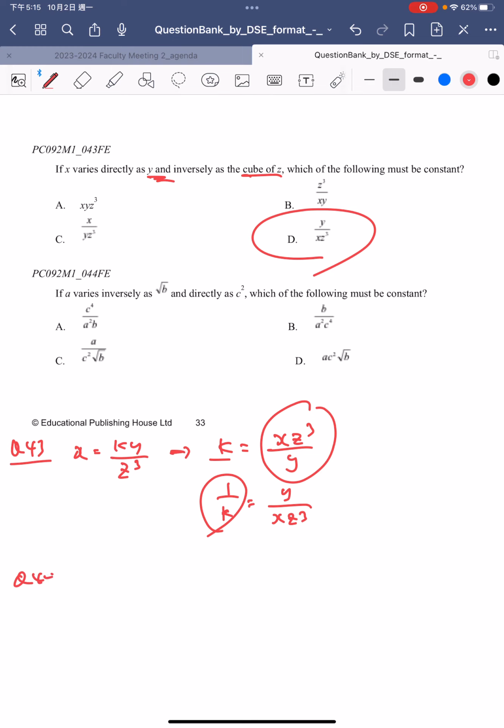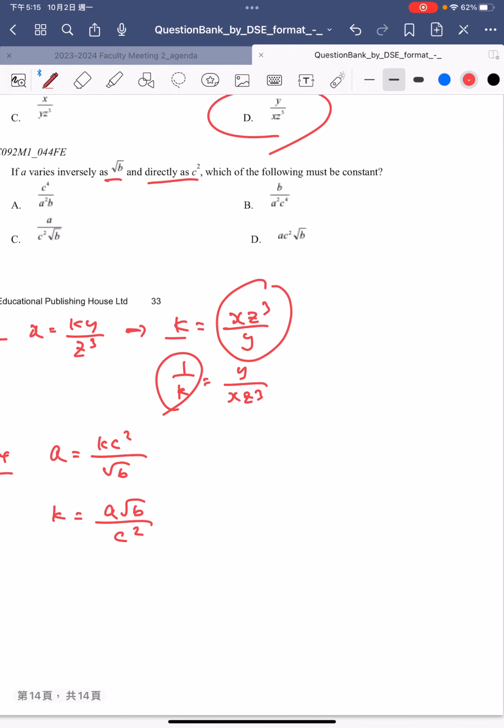So for question 44, we have A varies inversely as square root B and directly as C squared. So we have A is equal to kC squared divided by the square root of B. Again, make k the subject. We have A square root B divided by C squared. So can you see something like this? I don't think so, isn't it? A square root B over C squared. Nope. But do you see C squared over A square root B? I think still not yet.